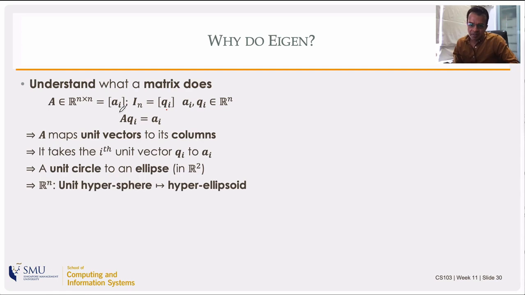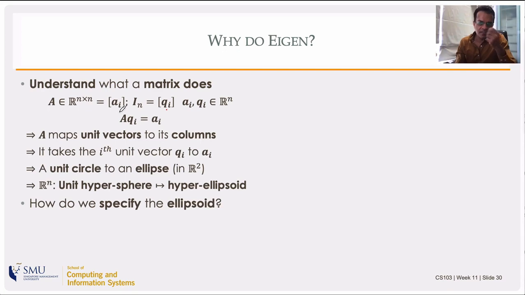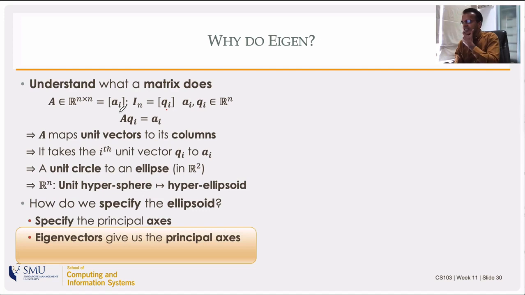But if you go to Rn, then instead of a unit circle, you have a unit hypersphere, and there is a hyperellipsoid. So that is a transformation, an extrapolation to higher dimensions. Now, we need to know what the ellipsoid is in terms of its orientation, which would be the eigenvectors, and we need to know the size of the ellipsoid. Those would be the eigenvalues. So eigenvectors will give us the principal axes. Even at this point, you can ask the question, why do we want to know the principal axes and the size of the ellipsoid, etc.?